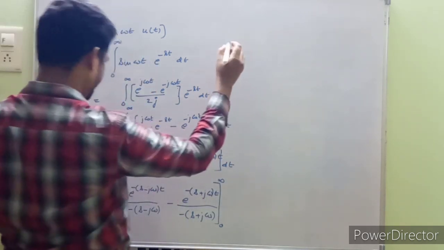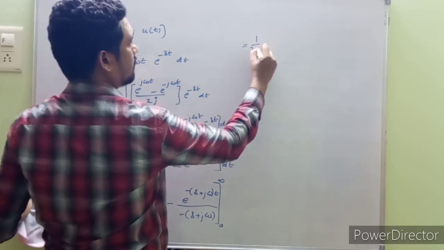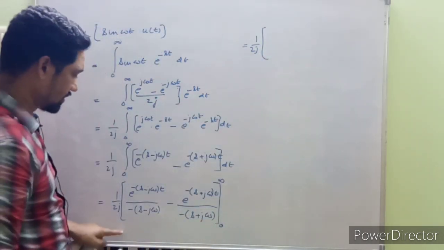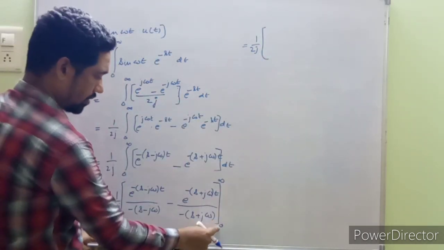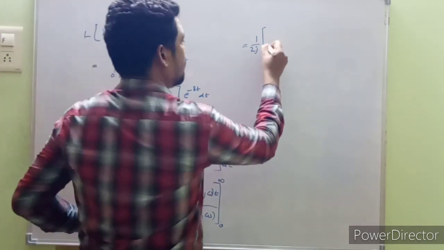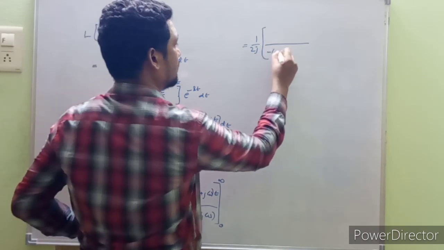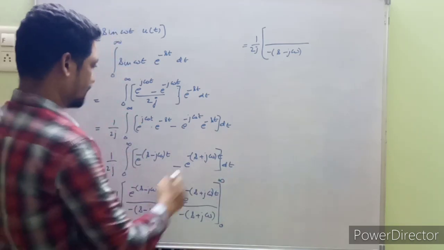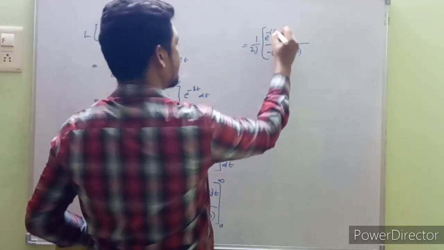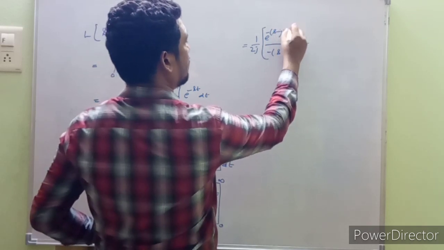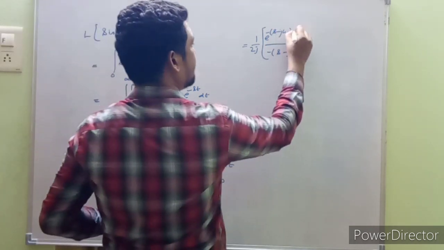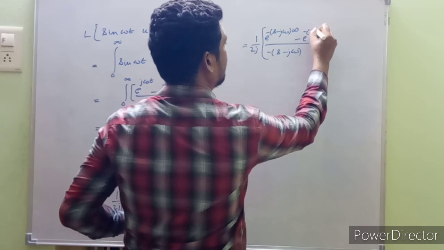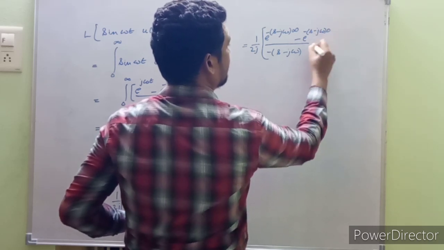So proceeding ahead, what we have is equal to 1 upon 2j as it is, guys. What we have to do is plug in the upper limit and lower limit in place of t. In the denominator we have minus of s minus j omega as it is, plugging in the upper limit: e raised to minus of s minus j omega, and in place of t we have infinity, minus of e raised to minus of s minus j omega into 0 in the case of the lower limit.